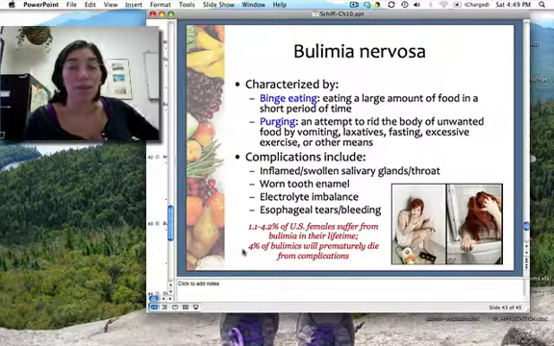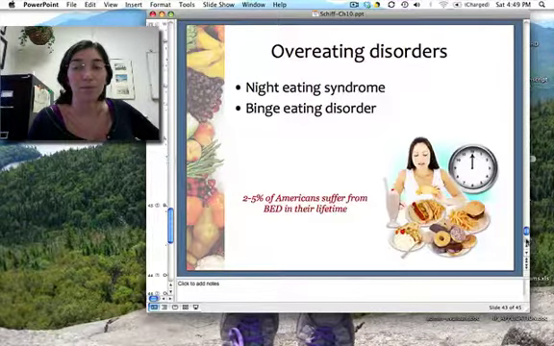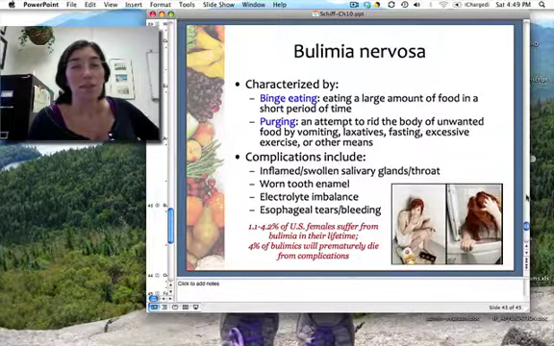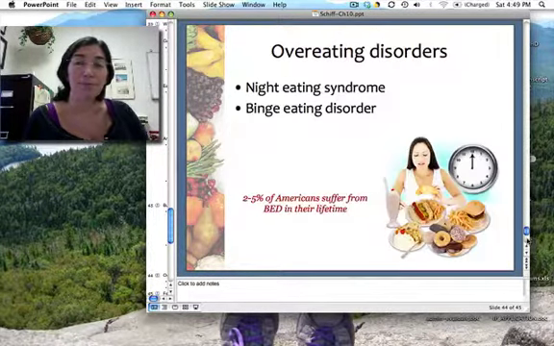And about 4% of bulimics will die prematurely from complications of their disease. So again, it's very dangerous. It can be very dangerous. So if you know someone who has an eating disorder, it's really important to get them help, to get them that help psychologically, because again, these are disorders that stem from psychology.